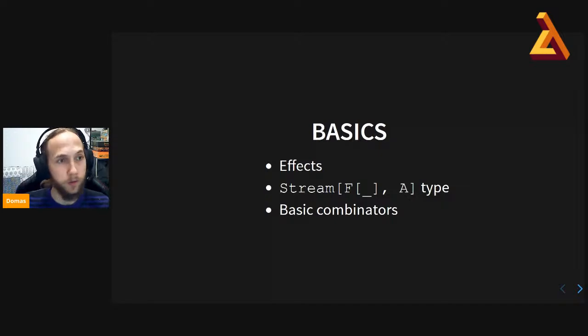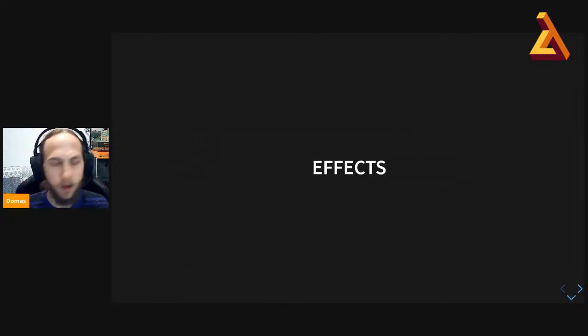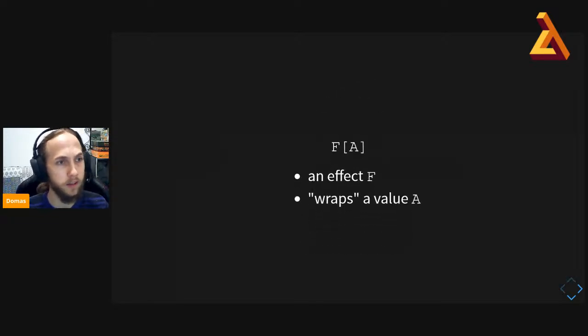So let's talk about the basics. I will cover effects, the basic stream type, as well as the basic combinators. So effects aren't exactly an FS2 thing. They are a wider thing that you will encounter when you write functional code, and not necessarily in every functional programming language. So I'll give you a quick overview of what effects are.